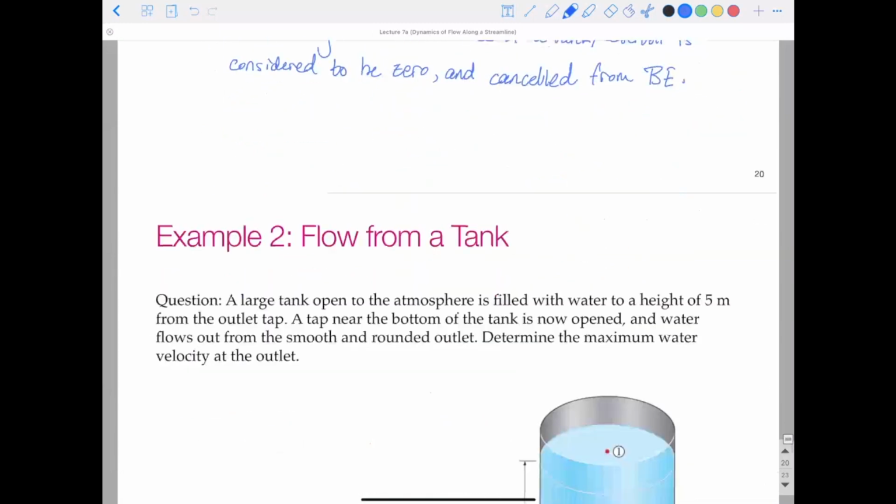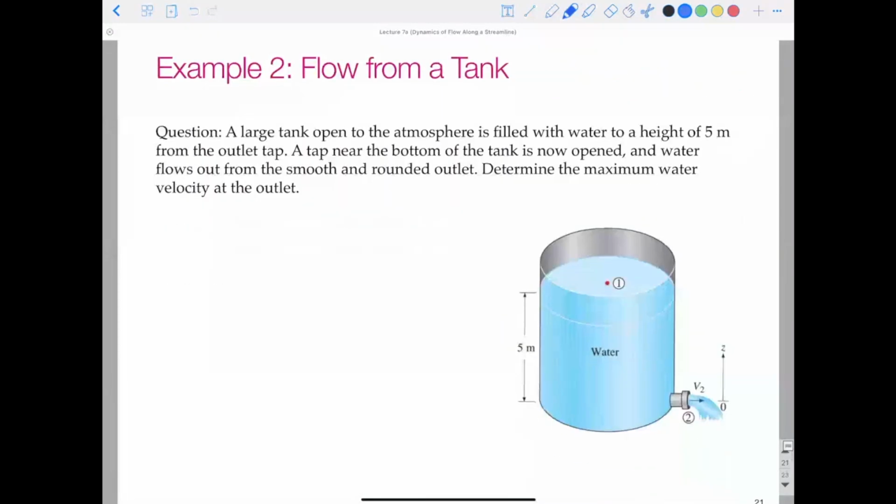Okay, so let's do an example. This question asks: a large tank open to the atmosphere is filled with water to a height of 5 meters from the outlet tap. So the distance from the outlet tap at point 2 to the surface is 5 meters. The tap at the bottom of the tank is now opened and water flows out from the smooth rounded outlet. Smooth here just means that we don't have to worry about any friction. Determine the maximum water velocity at that outlet.